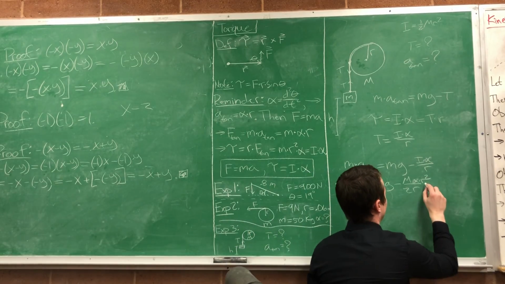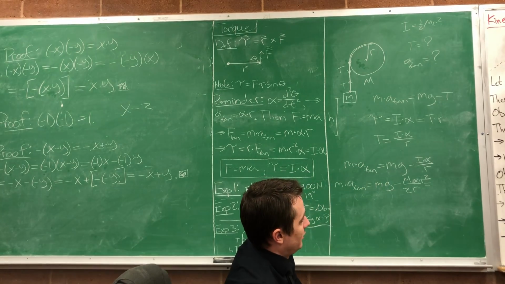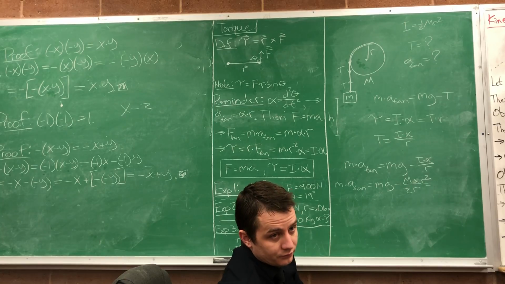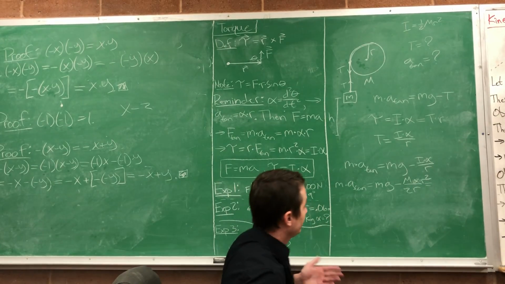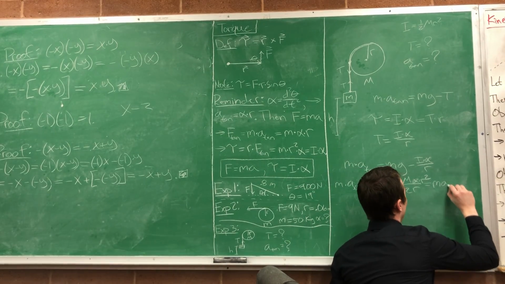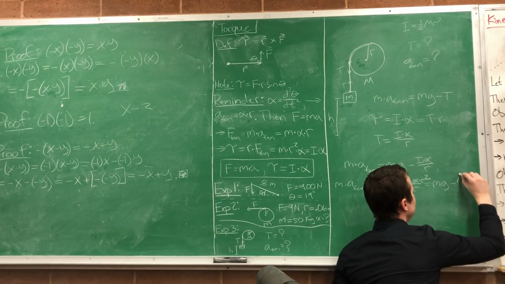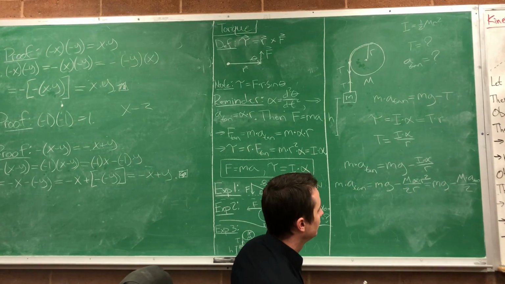Wonderful. And can you see what else I can do? What can I do with the other r? You can make acceleration out of alpha and r. Perfect! I can make my tangential acceleration out of alpha and r. So this is equal to mg minus m times tangential acceleration over 2. Did we do that right?